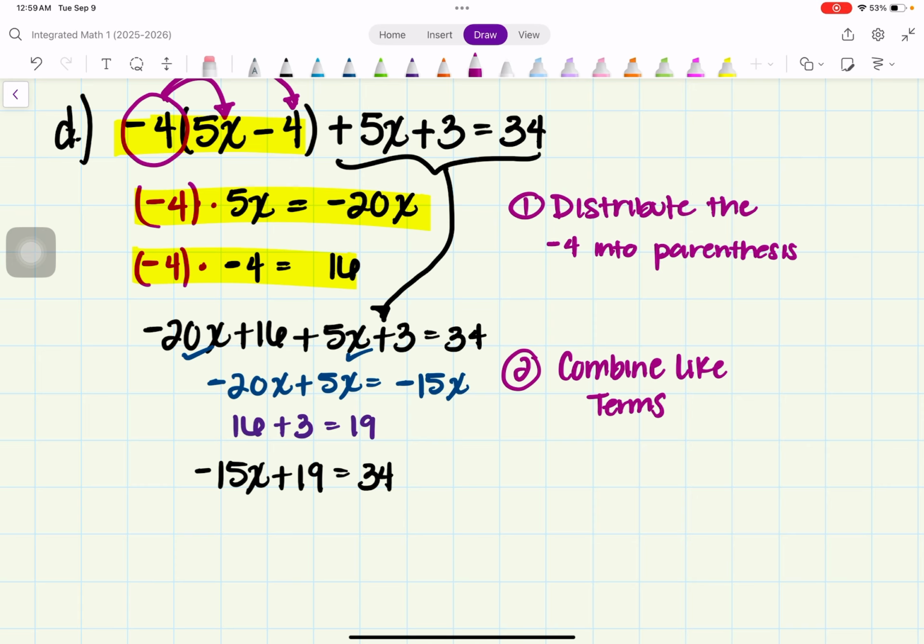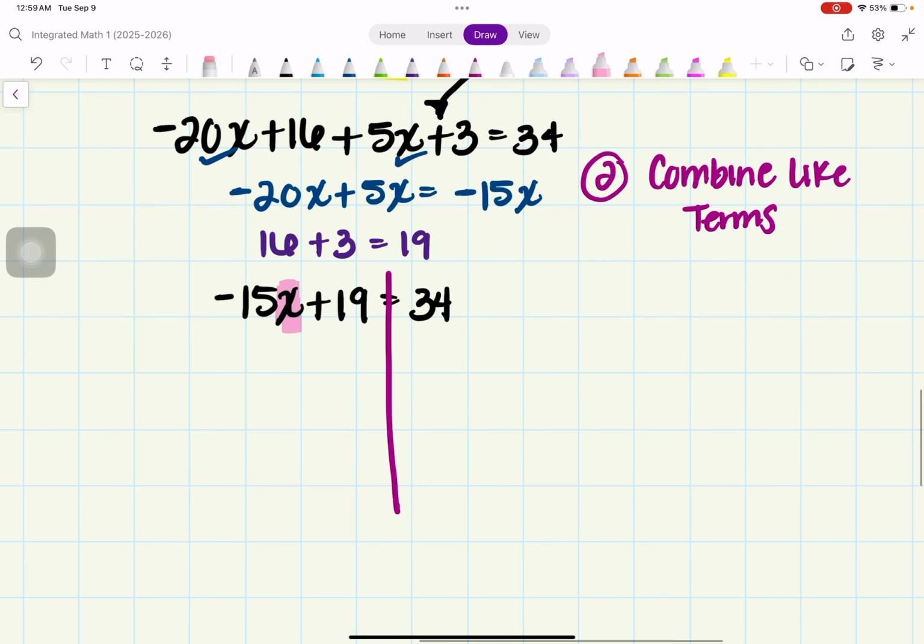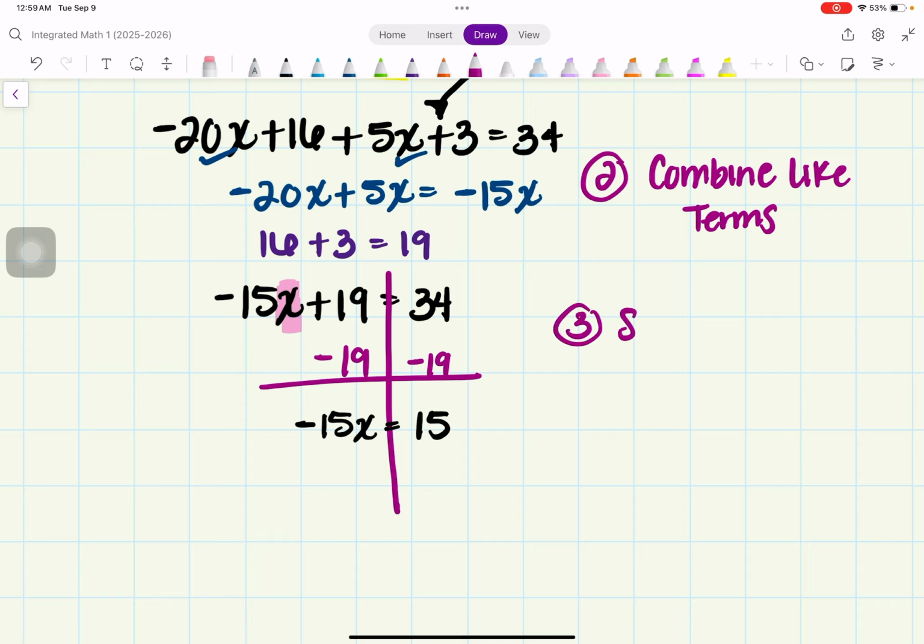All right. Now, the next step is similar to what we've been doing. We want to leave the x alone, so we're going to move everything to one side. I'm going to start off by subtracting 19 and subtracting 19. That would give us a negative 15x on the left-hand side, and on the right-hand side, it would give us a positive 15. So step number 3 was to subtract 19.